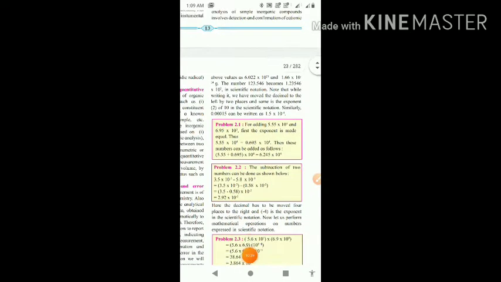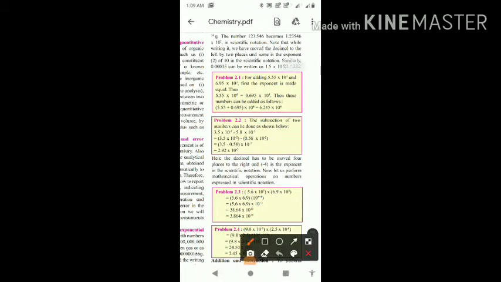Okay, so in example number 2, let us start with this example. The subtraction of two numbers. This example is based on subtraction. Okay, so the subtraction of two numbers can be done as shown in the figure.